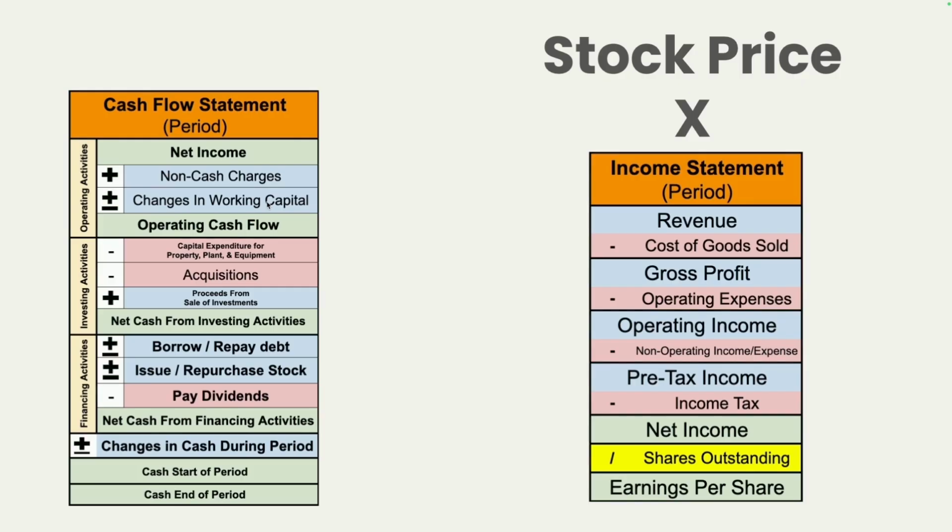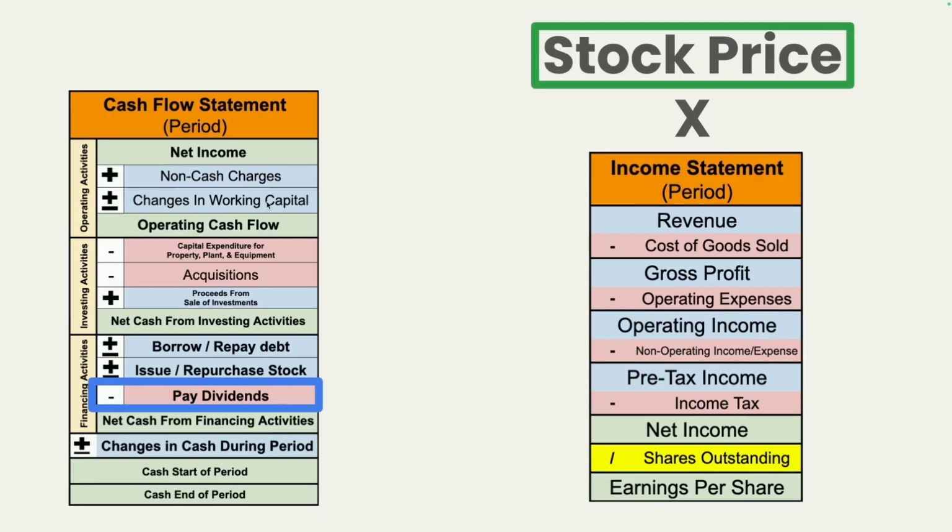So when visualizing this, the numerator here would be the company's dividend payments, which you can find by looking at the company's cash flow statements. And the denominator here would be the company's market capitalization, which can be found by taking the company's current stock price and multiplying that by the number of shares outstanding.